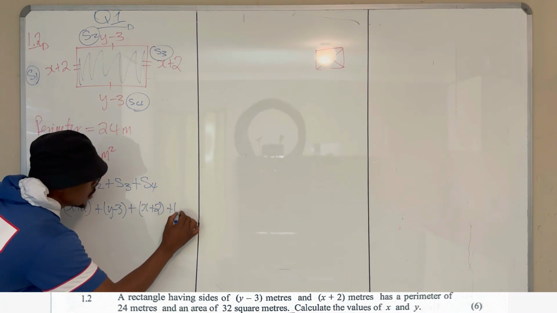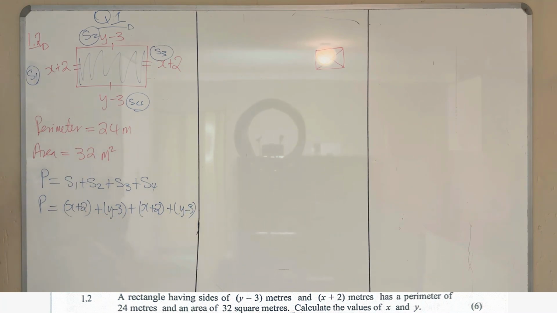S4 is y minus 3. Are you happy with that? Yes. So in that case, the perimeter is equal to what? x and x, so this is 2x. Do you agree? Collecting the like terms now.